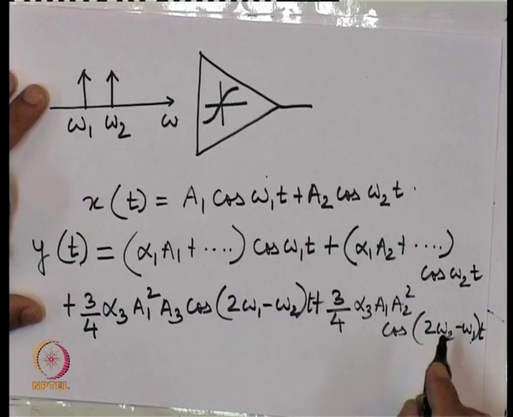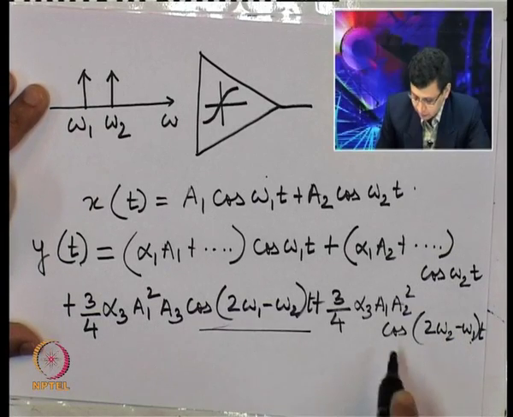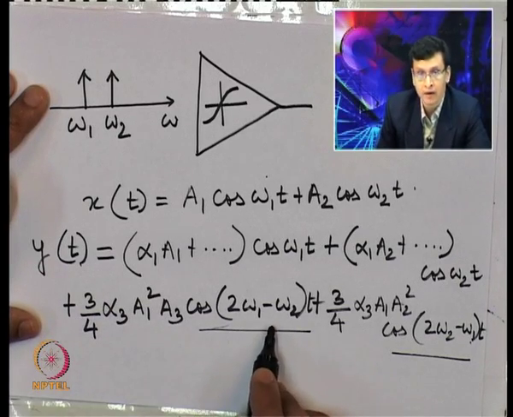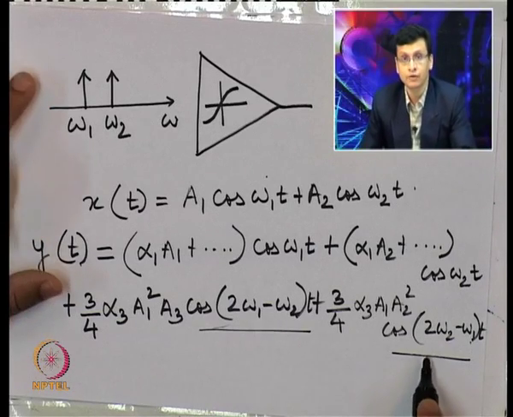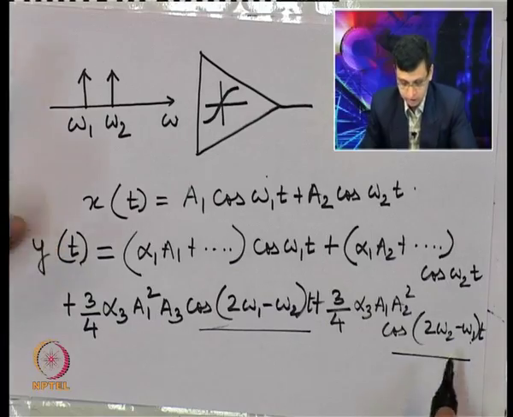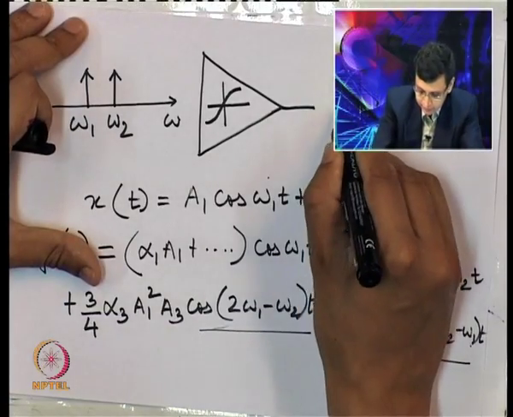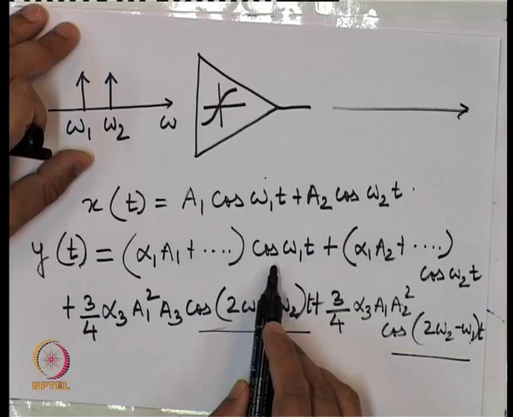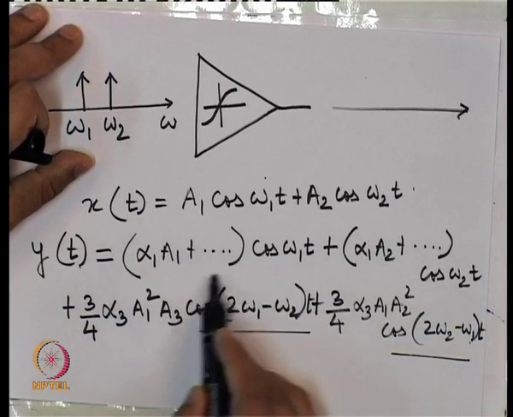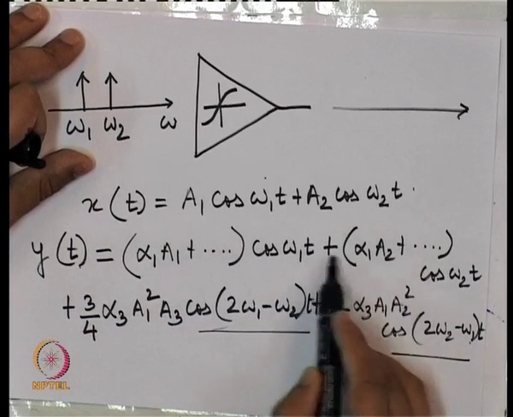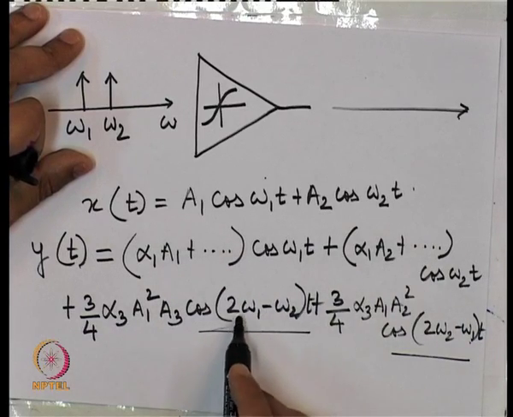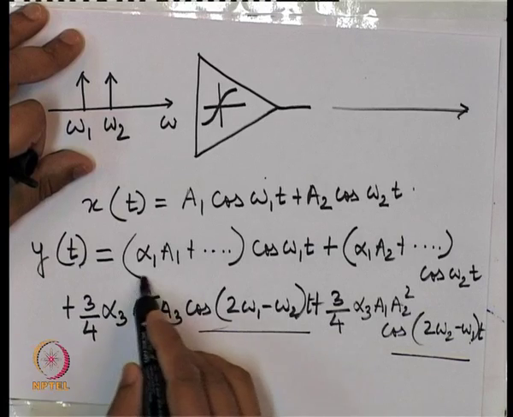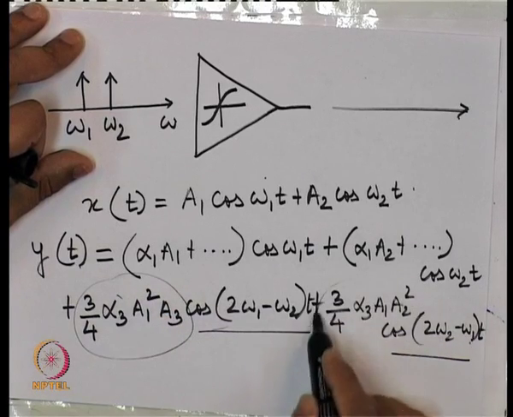Now, what you see here is that we have two additional frequency components. One is at a frequency 2 omega 1 minus omega 2, and the other at 2 omega 2 minus omega 1. So, at the output we will continue having our original tones at omega 1 and omega 2 with an amplitude given like this and this, and two other components at omega 1 minus omega 2 and omega 2 minus omega 1 with amplitudes given by these values.